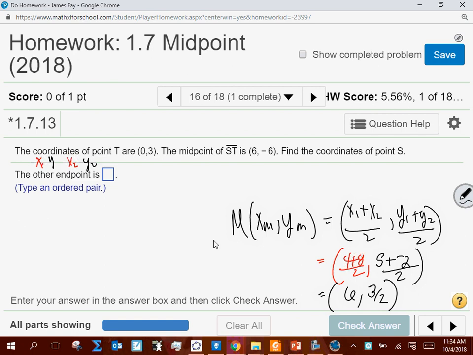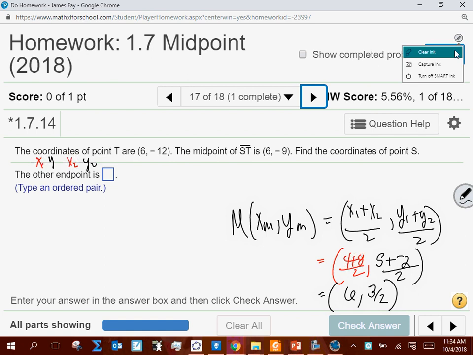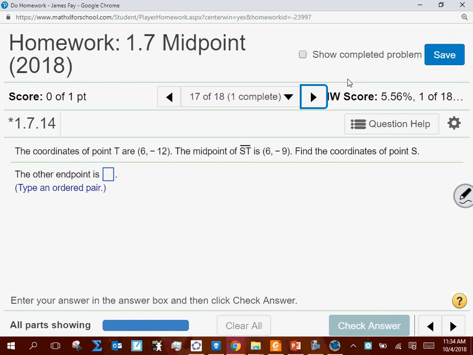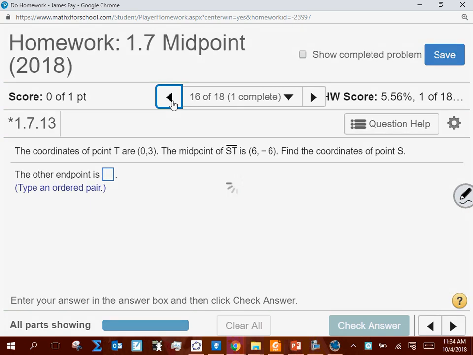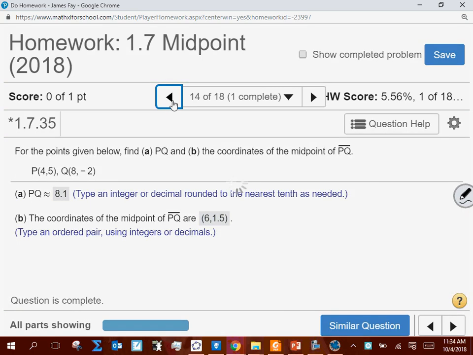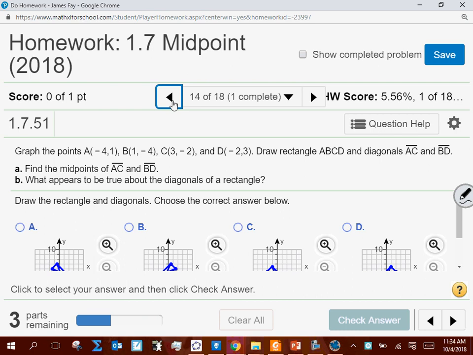17? Is this it? No? You said there's a graph with it? This one? Okay. So it's a graph. Let me zoom out a little bit so we can see the whole thing.